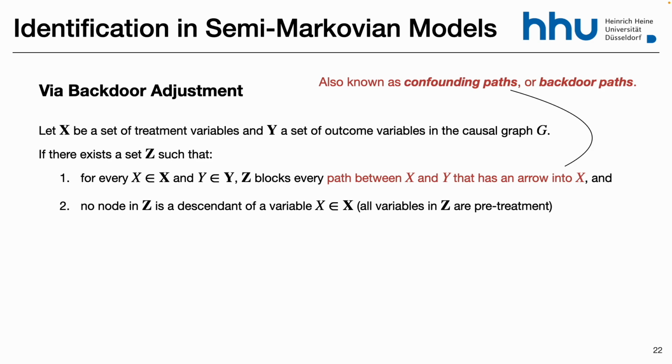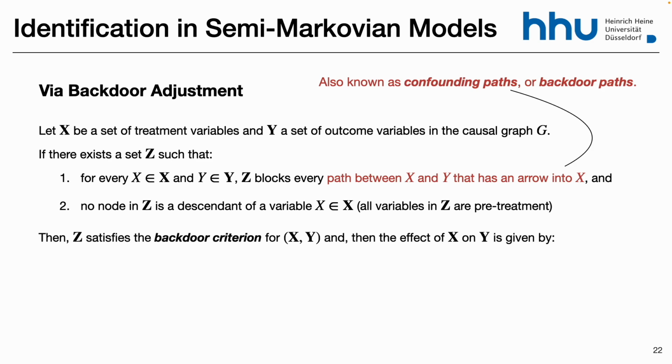Also, the set Z cannot have descendants of the variables in the set X, right? So if you find the set Z, then the set Z is said to satisfy the backdoor criterion, or it's admissible for backdoor adjustment, and then the probability of Y given do X is given by this formula. And you need to memorize this formula.